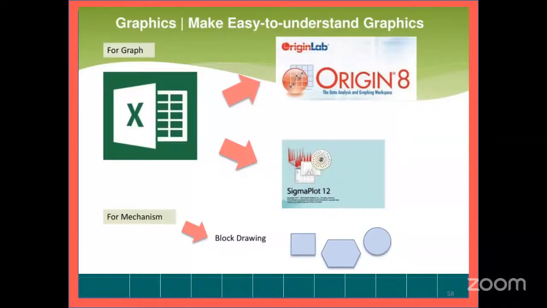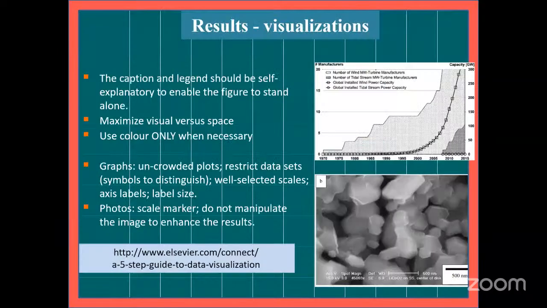When you plot a graph in Excel, the quality is very, very poor. Origin and SigmaPlot give better results, right? If you play with Origin software, you can make it more effective. That's why you need to use Origin. And also you can look at this kind of image. If you provide this kind of very clear graph, then you can try to publish it.